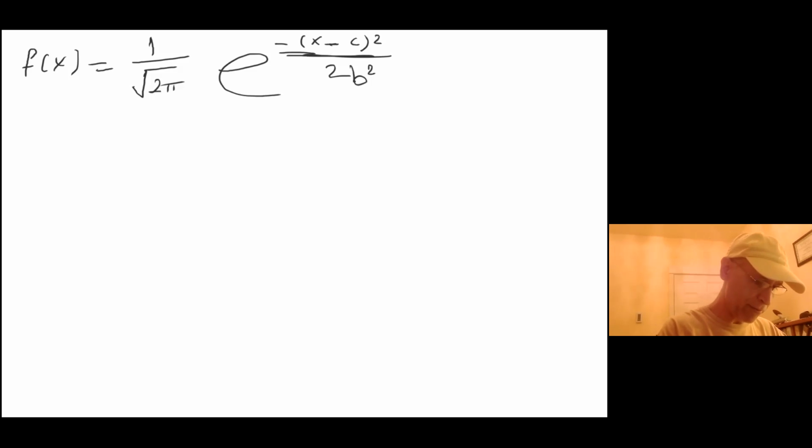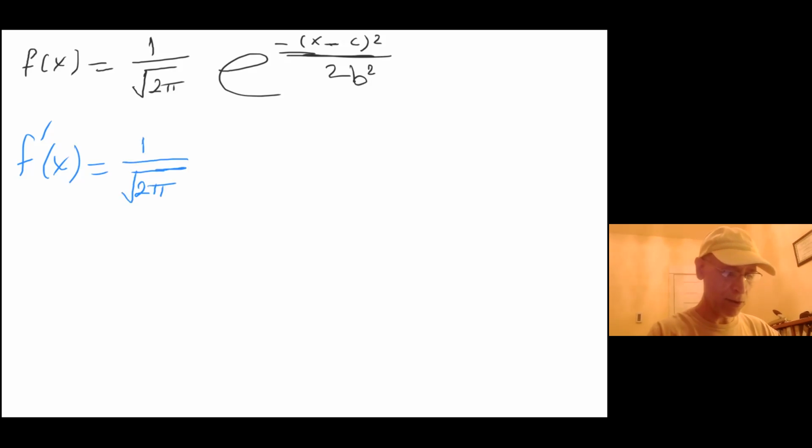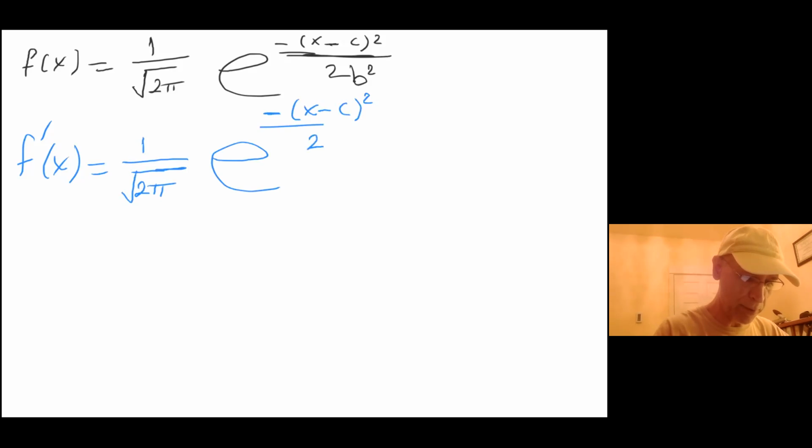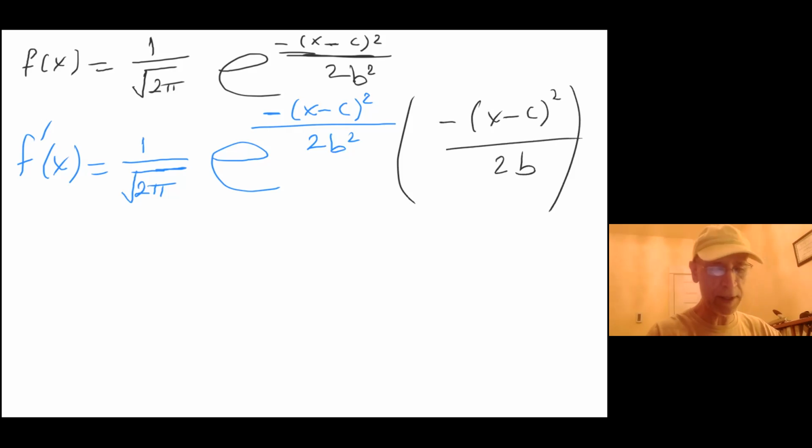All right, so f prime of x equals 1 over the square root of 2 pi, which is a constant, I'm going to just keep it outside. The derivative of e to anything is itself. So this is e to the power of minus (x minus c) to the second power all over 2b squared. Now I have to multiply that by the derivative of the power. So I'm going to find out the derivative of the power separately.